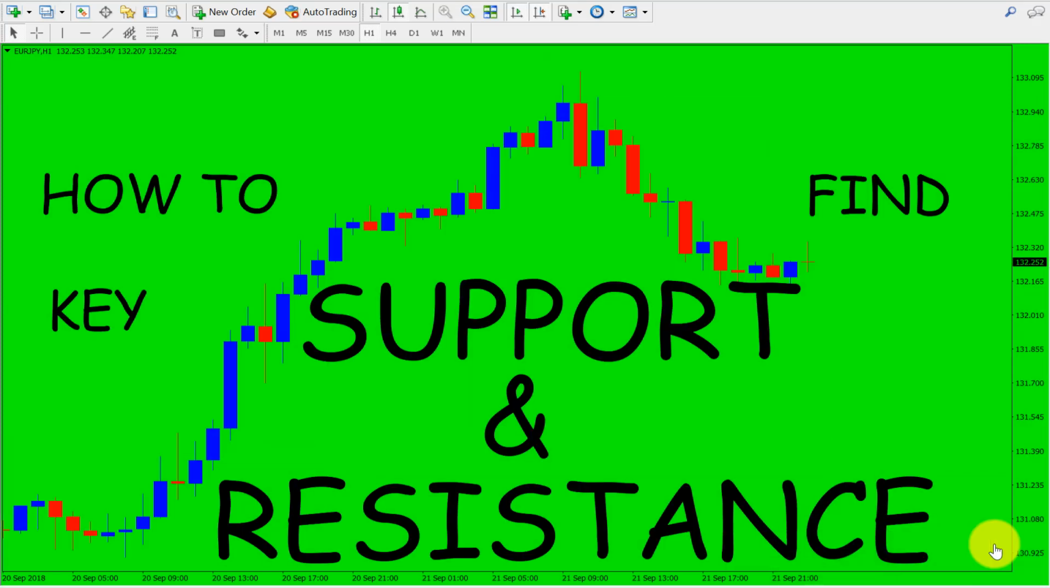So today we have learned how to find key support and resistance clearly.